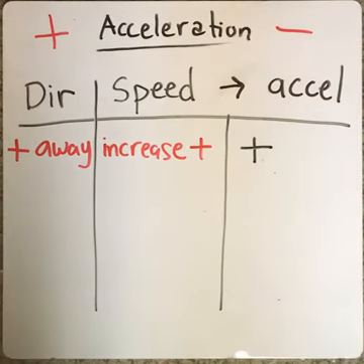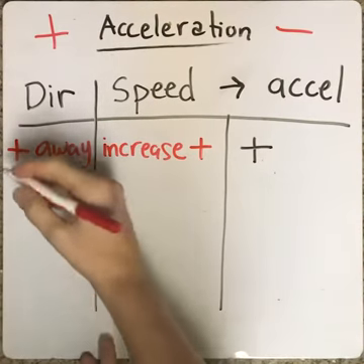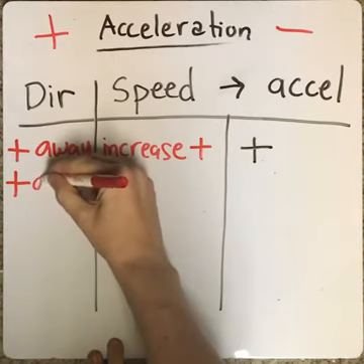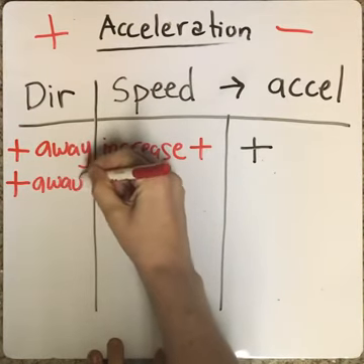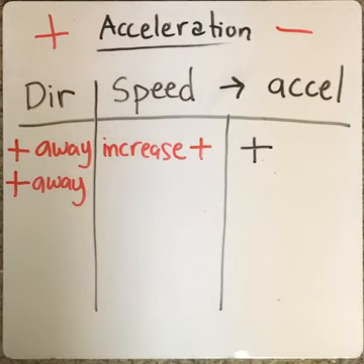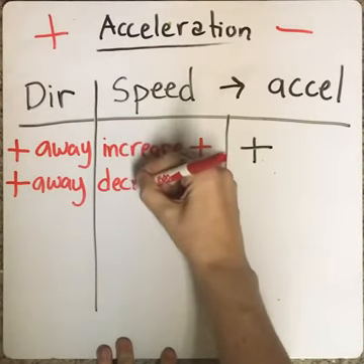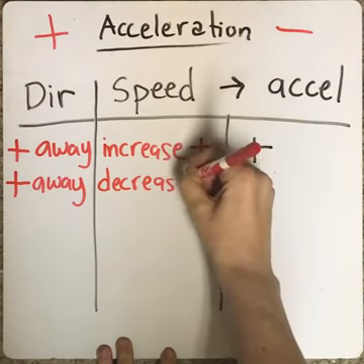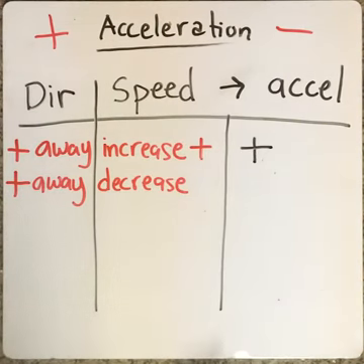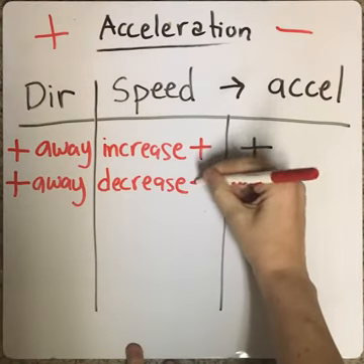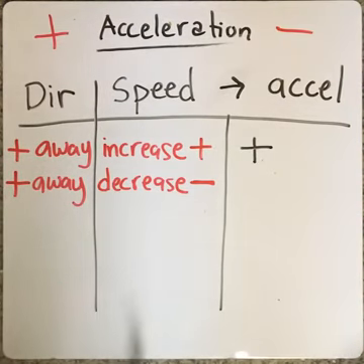Let's look at another easy example. You're moving away from the reference. Remember that means positive. So that's your direction. And your speed decreases. That means that you're slowing down. It's getting smaller. For decrease, I'm going to use a negative symbol.